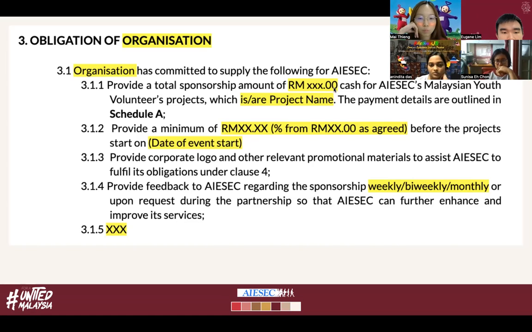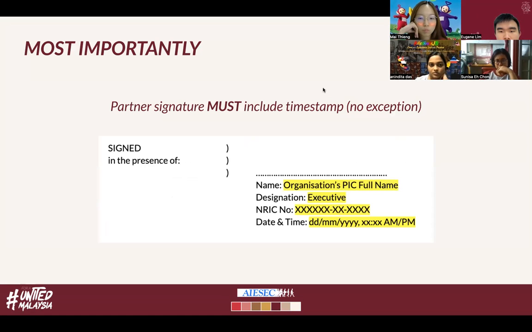Then the next part. Oh, done already? Okay, so up until that is what BD should be very precise on. You shouldn't make any mistakes in the MOA. But the most important part is the signature. Without a signature, the agreement is not an agreement anymore. Not only do you need a signature, but you must include a timestamp, and there is no exception for any case. In the template, it's clearly stated: date and time.